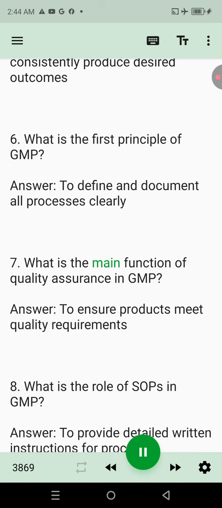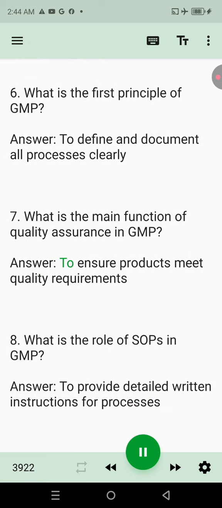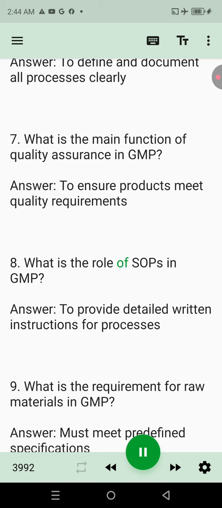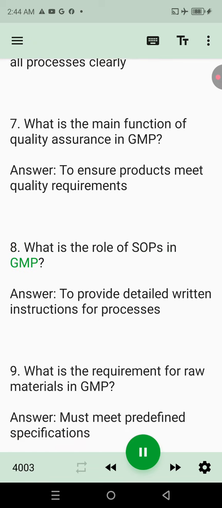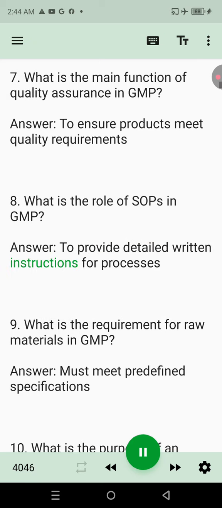7. What is the main function of quality assurance in GMP? Answer: To ensure products meet quality requirements. 8. What is the role of SOPs in GMP? Answer: To provide detailed written instructions for processes.